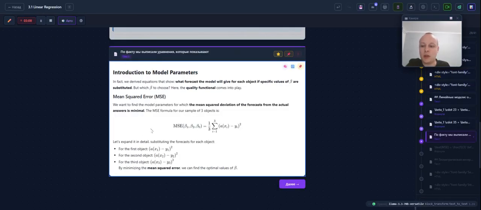If we continue, we derived equations that show what forecast the model will give for each object if specific values of beta are substituted, and we got a particular plane. So if we substitute our objects later, we'll get a particular prediction for these objects, depending on what kind of plane we had.